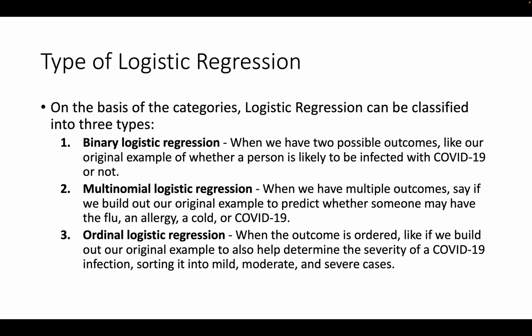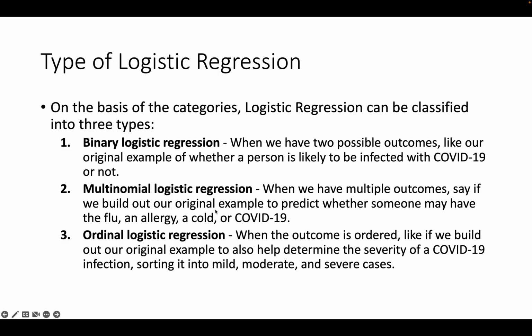Types of logistic regression. On the basis of categories, logistic regression can be classified into 3 types. One is binary, one is multinomial, one is ordinal. Now what is binary? Binary, as we saw earlier, is yes or no, COVID or no COVID. Multinomial logistic regression is when there are multiple outcomes. If there is COVID, how much is it: high, low, very low, very high. That is multinomial. That is multiple outputs. Okay, we can have multiple outcomes.